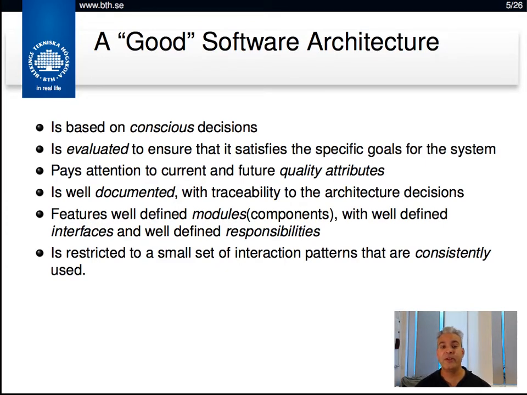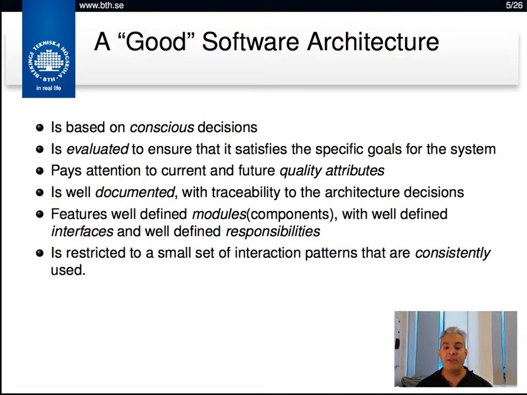And a good software architecture is based on conscious decisions. So we actively identify the places where we need to decide, and we take those decisions consciously and well informed. We evaluate the architecture to make sure that we satisfy the goals necessary. We pay attention to current and future quality attributes. So what do we need of the system right now, and what may we need in the future? We document the architecture so we can trace it to the architecture decisions. So when we look at a particular component, or we look at a particular relationship between components, we understand why that relation exists and why it is defined as it is.